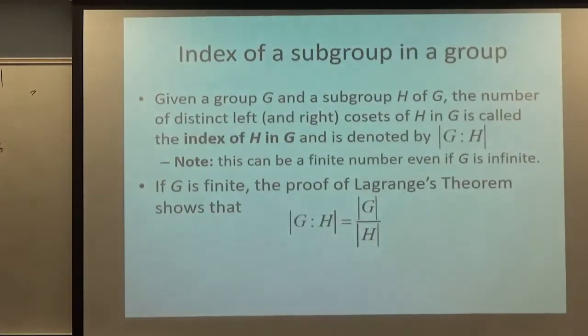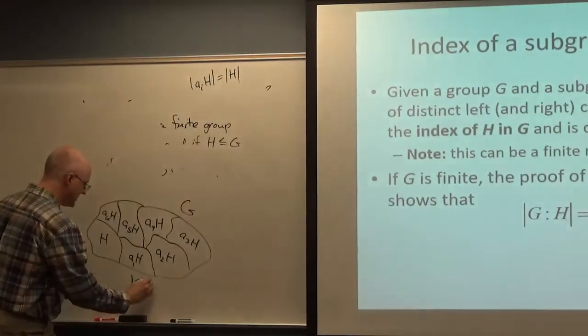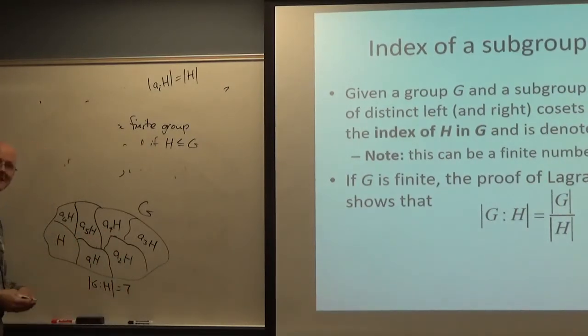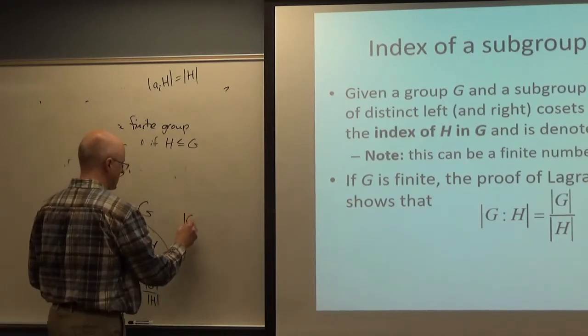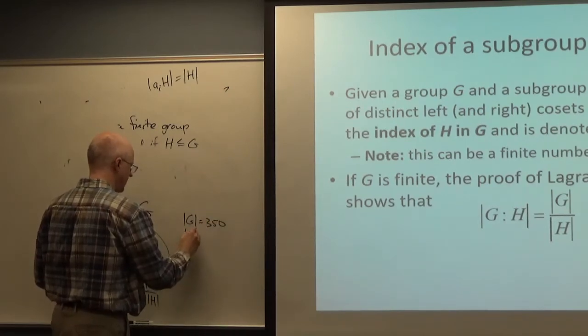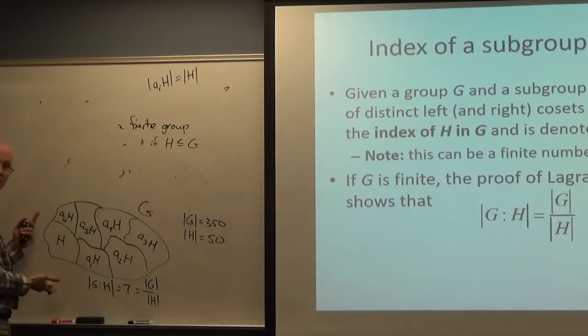Okay? In this picture here, if this picture illustrated what was really going on, then the index of H in G would be the number of left cosets, 1, 2, 3, 4, 5, 6, 7. This would be 7 in this picture. And it would be the order of G divided by the order of H. So as an example of something that's consistent with that, if the order of G were, say, 350, and the order of H were 50, then that would be a situation consistent with this picture.